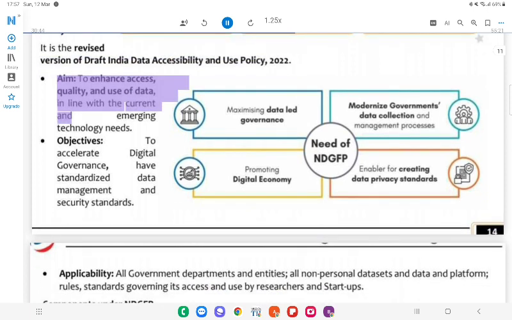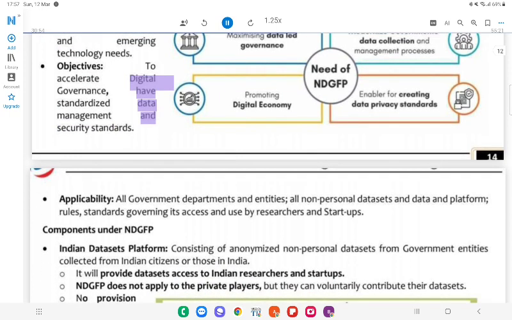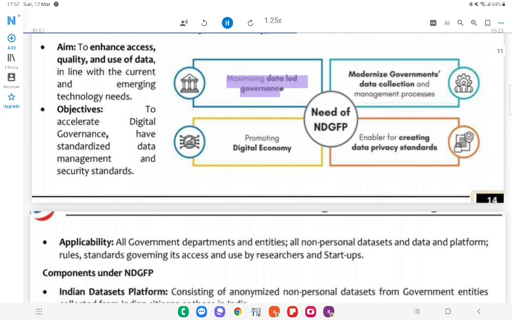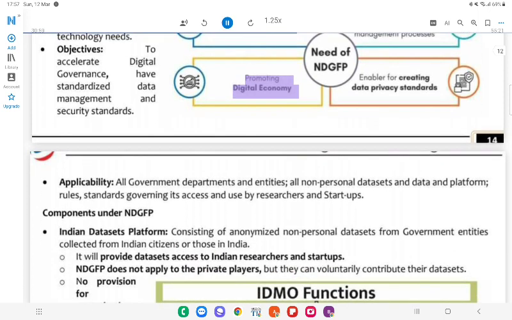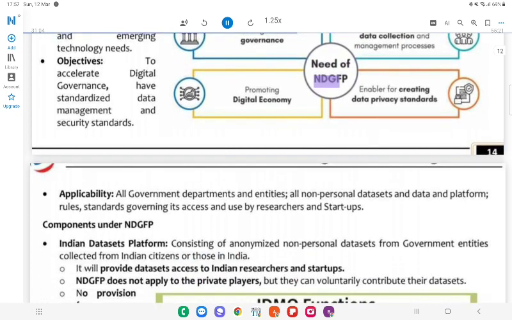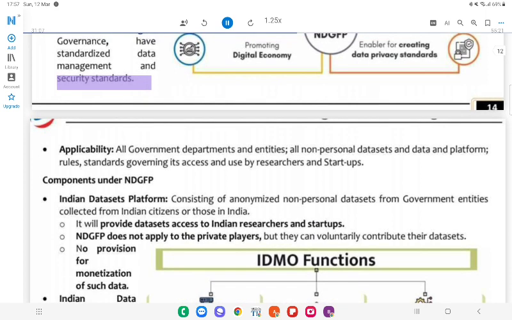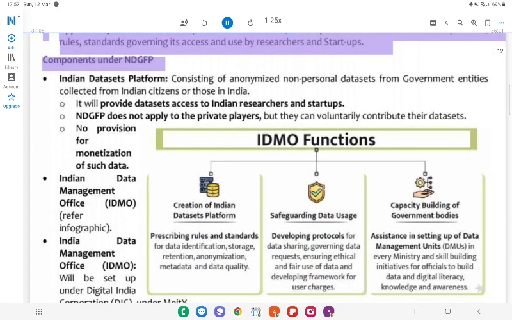Aim: to enhance access, quality, and use of data in line with the current and emerging technology needs. Objectives: accelerate governance, standardized management, maximizing data-led governance, promoting the digital economy, and modernizing the government's data collection and management processes. Need of NDGFP: enabler for creating data privacy standards and security standards. Applicability: all government departments and entities, all non-personal datasets and data, and platform rules and standards governing its access and use by researchers and startups.